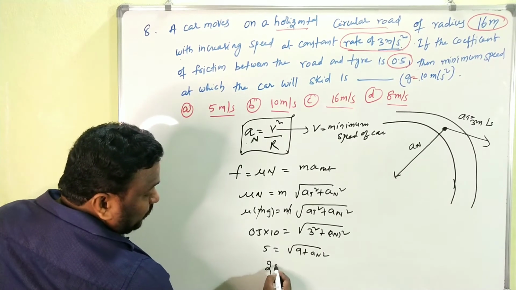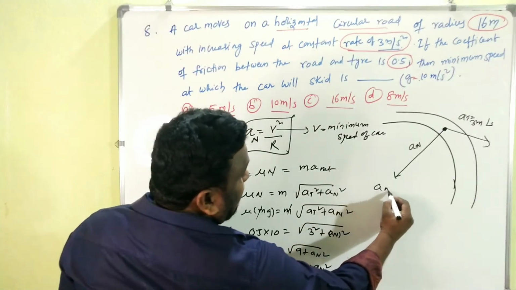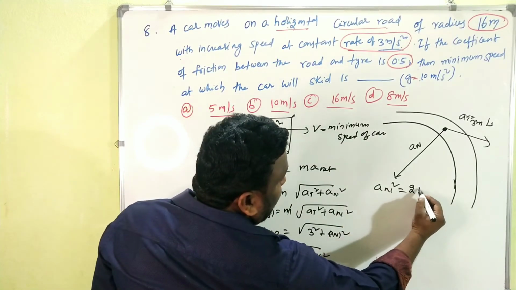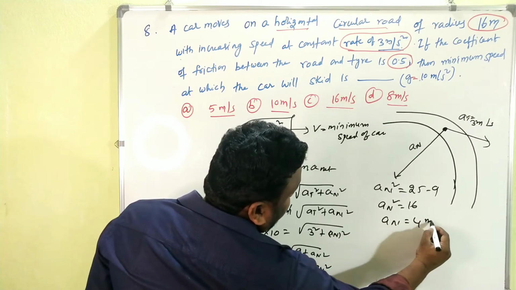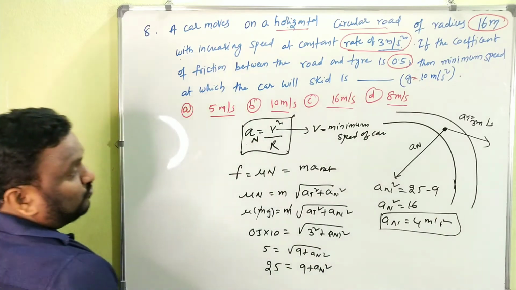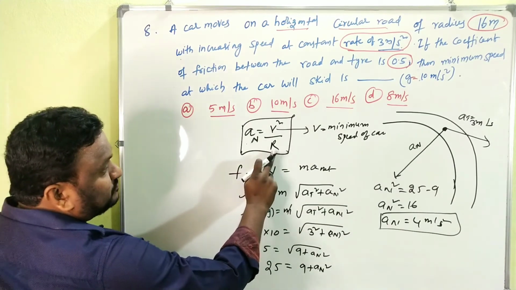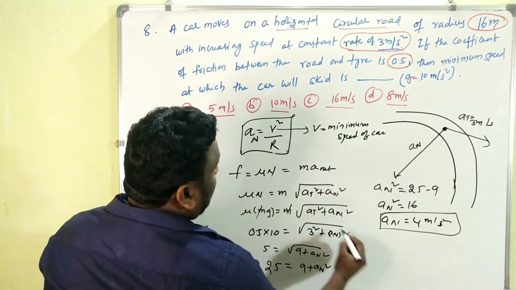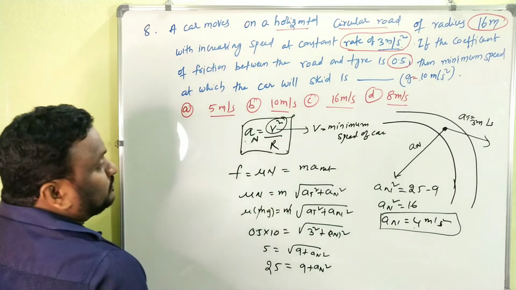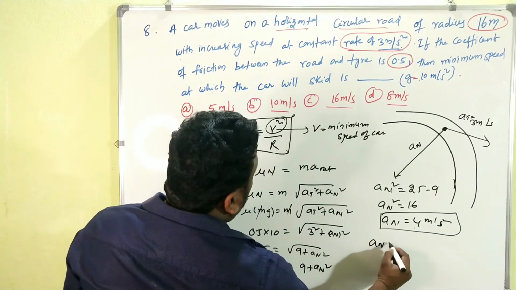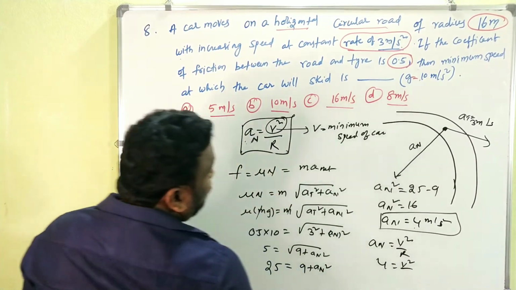Then squaring on both sides, what do we get? 25 is equal to 9 plus AN square. From that, AN square is equal to 25 minus 9, that is 16, and AN value is 4 meter per second square. So AN value is 4, and R is 16. Now simply we have to find the V value. AN is equal to V square by R. AN value is 4, so V square by R is equal to 4.